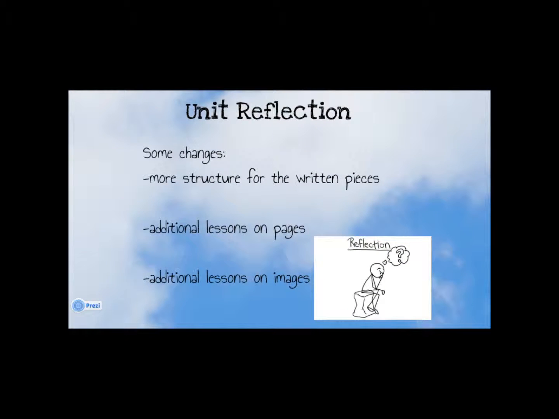Unit reflection. Following the end of the unit, a few changes were discussed in terms of what could have been done differently, or should have been done differently, if this unit were to ever be taught again. The first change would be to have more structure for the written pieces in their brochures. For the most part, students were very successful with this, but some had difficulty in figuring out what they wanted to say. The next change would be to have 1 or 2 more lessons on Pages as a whole group.